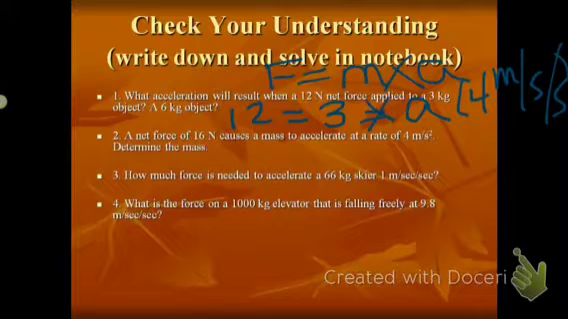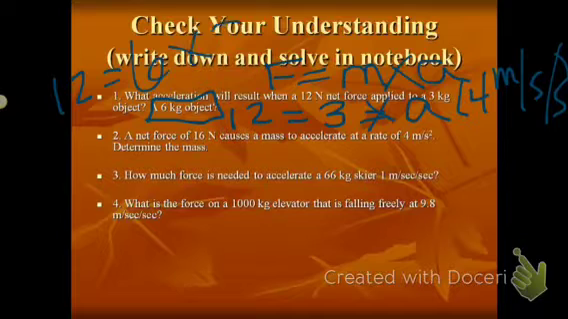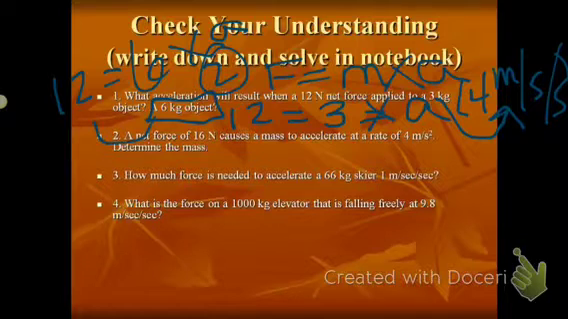That's our acceleration. If it's a 6 kilogram object, again we have 12 equals 6 times our acceleration. 6 times what equals 12? That is going to be 2. Okay, so for a 3 kilogram object, it's 4. For a 6 kilogram object, our acceleration is 2.